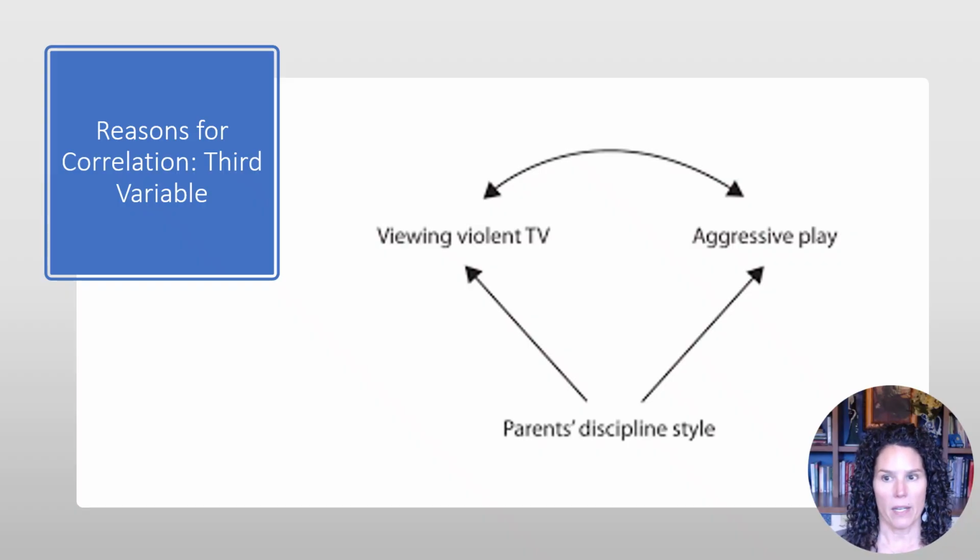So when we're trying to understand correlations, we have to understand that there's basically 3 reasons why something might be correlated. It can be that there's just a third variable that's causing both. And so kids viewing violent television has been correlated with kids' aggressive play. There was a period of time where we were really thinking, watching violent TV makes kids play aggressively. But more research has emerged, for example, that maybe parents' discipline style is the third variable that's causing both the amount of violent TV that kids are able to view and the aggressive play that they're demonstrating.